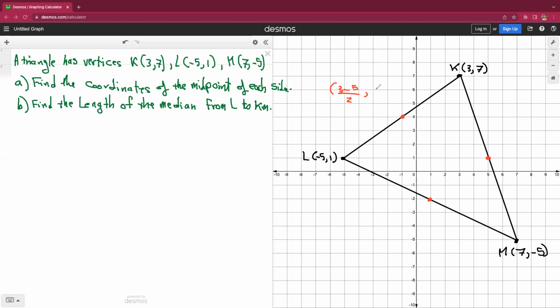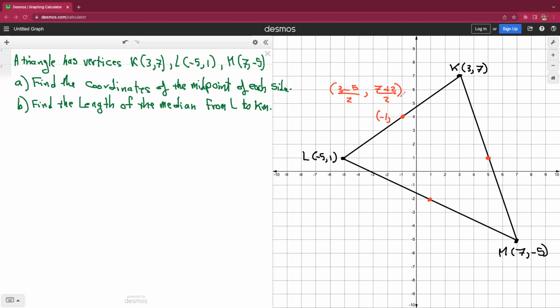And then comma, y1 plus y2 all over 2. So 3 minus 5 is -2. -2 divided by 2 is -1. So the answer is -1.